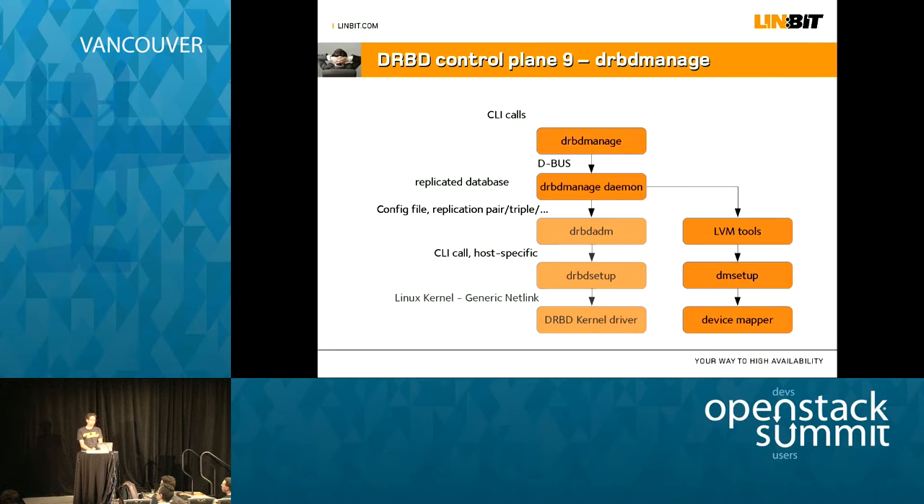So DRBD-manage is a daemon on top of that. It can spit out config files on your nodes. It can create the logical volumes where your data lives, which you replicate. It does that for you. And it has a D-Bus interface to a CLI tool. So pretty easy, right?